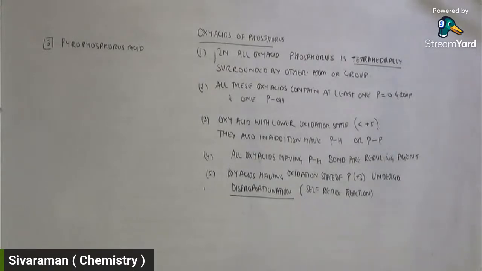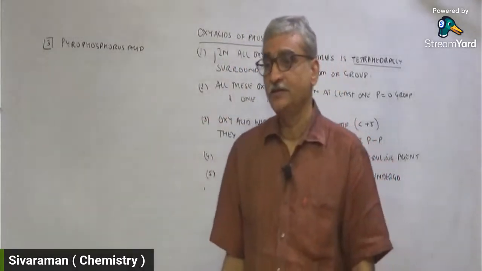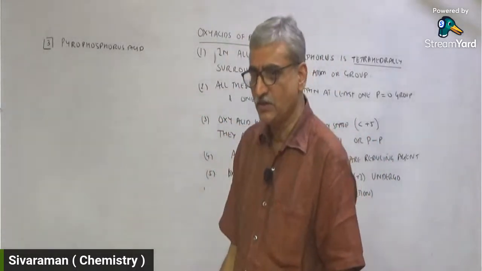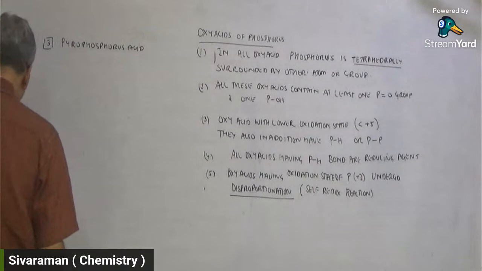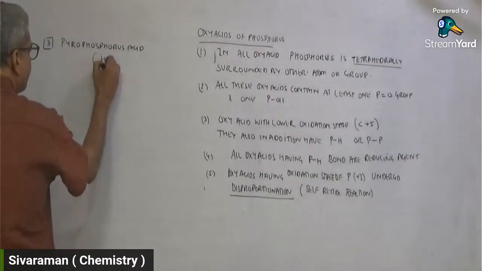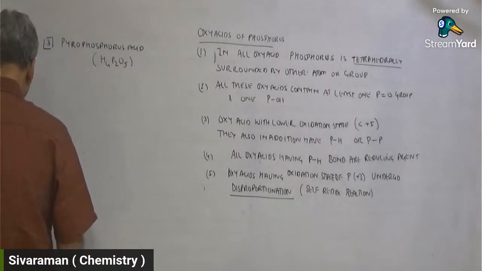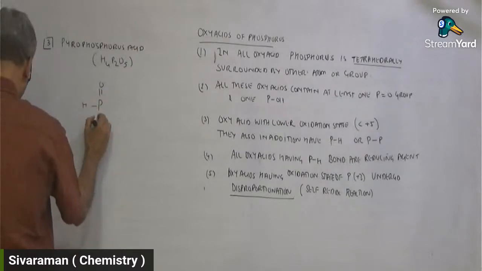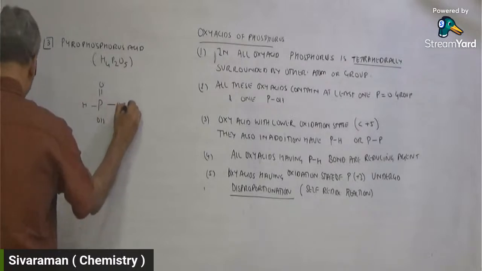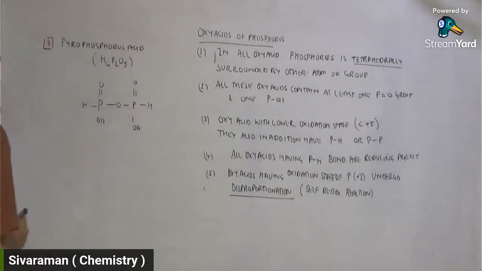When you have pyrophosphorus and pyrophosphoric acid, remember one thing: the word pyro should strike in your head that you are having a POP bond also, a phosphorus, oxygen, phosphorus bond over here. So pyrophosphorus acid will have a molecular formula H4P2O5. H4P2O5 will be P double bond O, H, then we have OH, O, P double bond O, H, OH. It is clear.